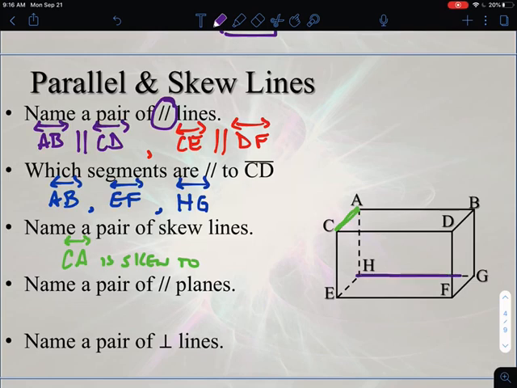So maybe I come down here to HG. So line CA would be skewed to line HG. They're going two different directions, front to back and left to right, and they're not going to touch. So purple and green are never going to touch each other.